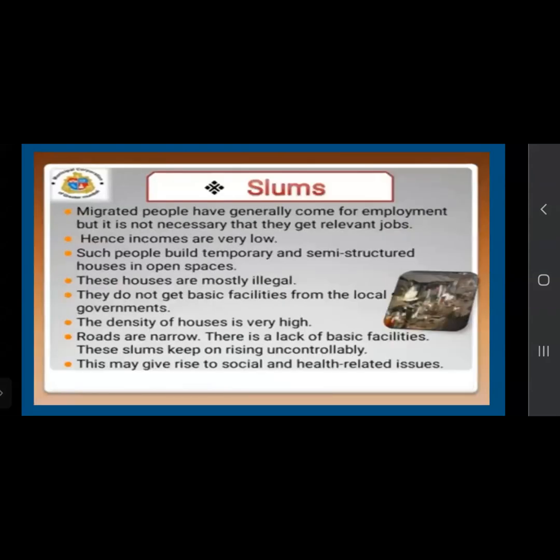Migrated people have generally come from employment, but it is not necessary that they get a relevant job. This is a very important point: most people migrate to urban areas in search of employment, in search of work. But when they come here, they do not get a relevant job, related to their field. They don't get the same type of job. Hence, the income is very low. So they have to adjust to other jobs, and the income is not good. It is very low.